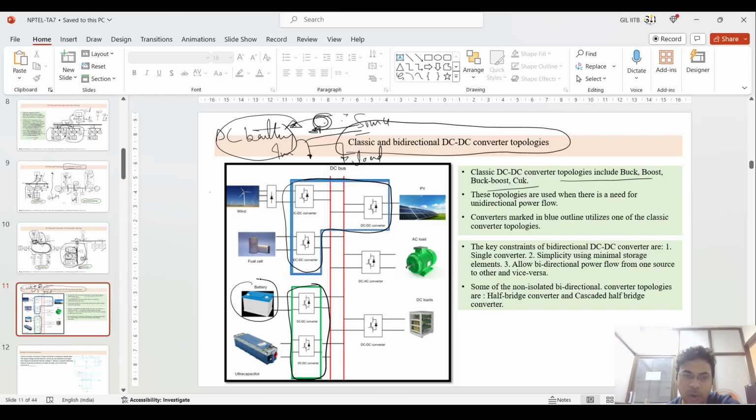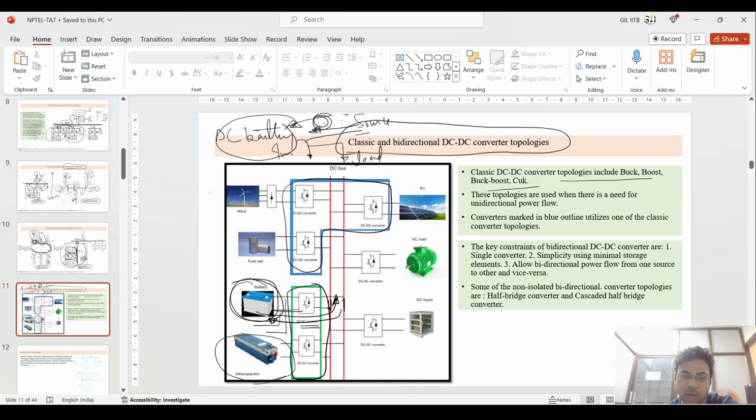Suppose there is a battery storage system. This battery is connected to a DC-DC converter, and the DC-DC converter is connected to the DC bus bar. When there is a need for power at the DC bus, this battery can discharge at that particular moment, and it can also charge. There is no separate kind of loading system connected to this battery. This battery is such that it is acting as a storage system.